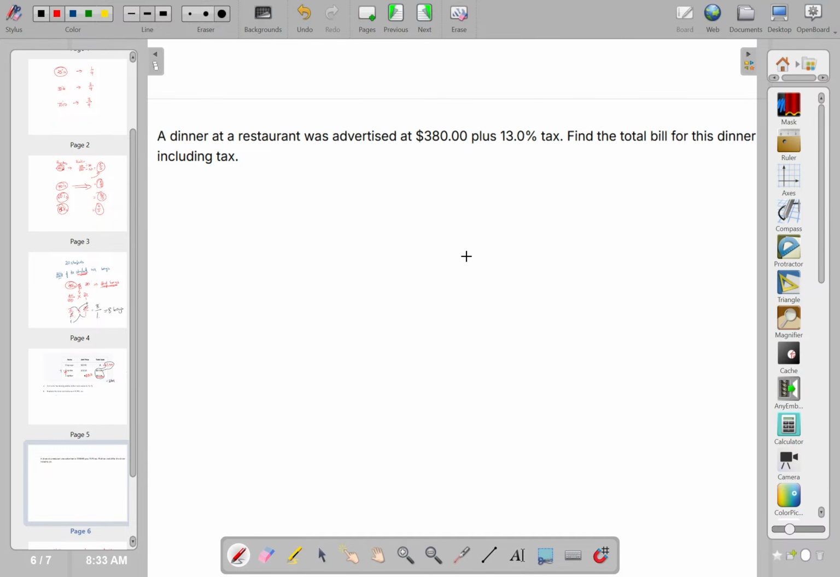Go. So a dinner at a restaurant was advertised at $380 plus 13% tax. Find the total bill for this dinner, including tax. All right. So I want you guys to take on this one. Tell me what you'd get as the answer here. All right. Okay. I'll give you a couple of seconds, a couple of minutes.